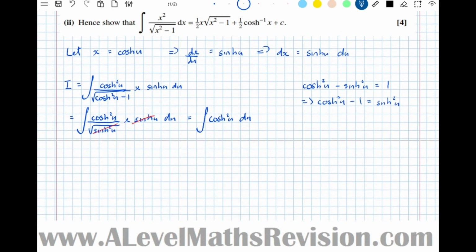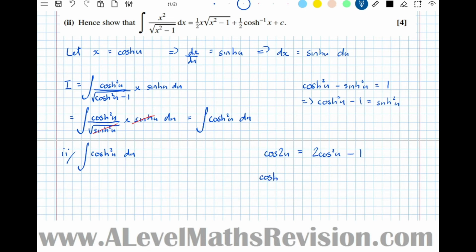So it's saying, hence show that that's the case there. So part two, hence show that the integral of x squared over root of x squared minus 1 is equal to that there. Well, now we're just left to integrate the integral of cosh squared u du. Well, the way to do that is very similar to the trig functions. If we look at just the trig functions, not the hyperbolic, if you're asked to integrate cos squared u, you'd expand cos of 2u and get that it's 2 cos squared u minus 1.